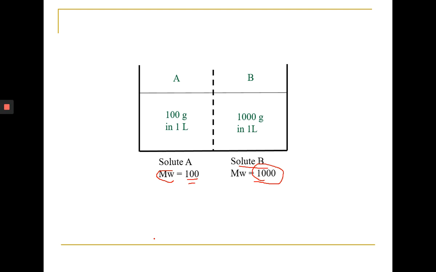Here we have 100 grams in 1 liter and the molecular weight of A is 100, so the molarity here is 1 molar. And since here we have 1000 grams in 1 liter, the molarity is 1 molar. So there is no net movement of water from A to B or from B to A, and the molarity is the same. But if the molarity were lower in B, water would move from B to A. If the molarity in A were lower, water would move from A to B.